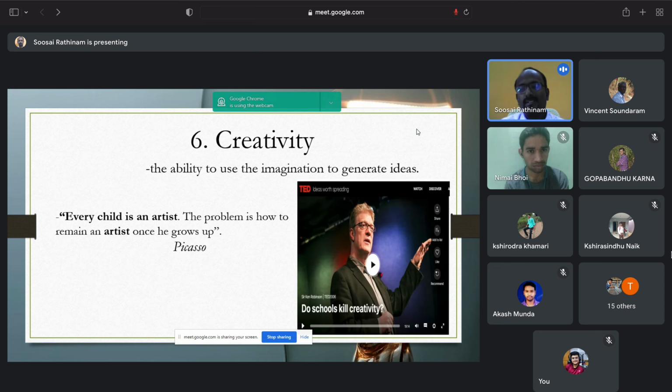And the best example that I can give you is a TED talk by Sir Ken Robinson. I'm sure everyone must have seen it, and this is the most watched TED talk ever, Do Schools Kill Creativity. Unfortunately, Sir Ken Robinson died on 21 August 2020, and he talked a lot on creativity, why creativity is important for learners. And I believe that everyone should watch this particular TED talk.